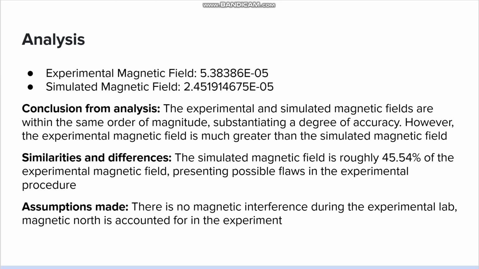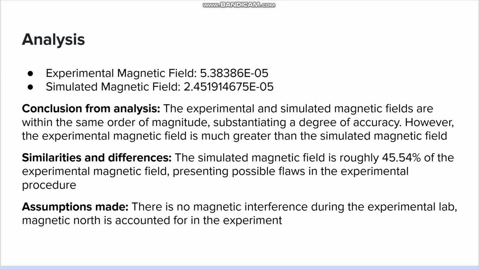Conclusion. The experimental and simulated magnetic fields are within the same order of magnitude, substantiating a degree of accuracy. However, this experimental magnetic field is much greater than the simulated magnetic field. And this is part of the similarities and differences, as the simulated magnetic field is roughly 45.54% of the experimental magnetic field, presenting possible flaws in the experimental procedure.